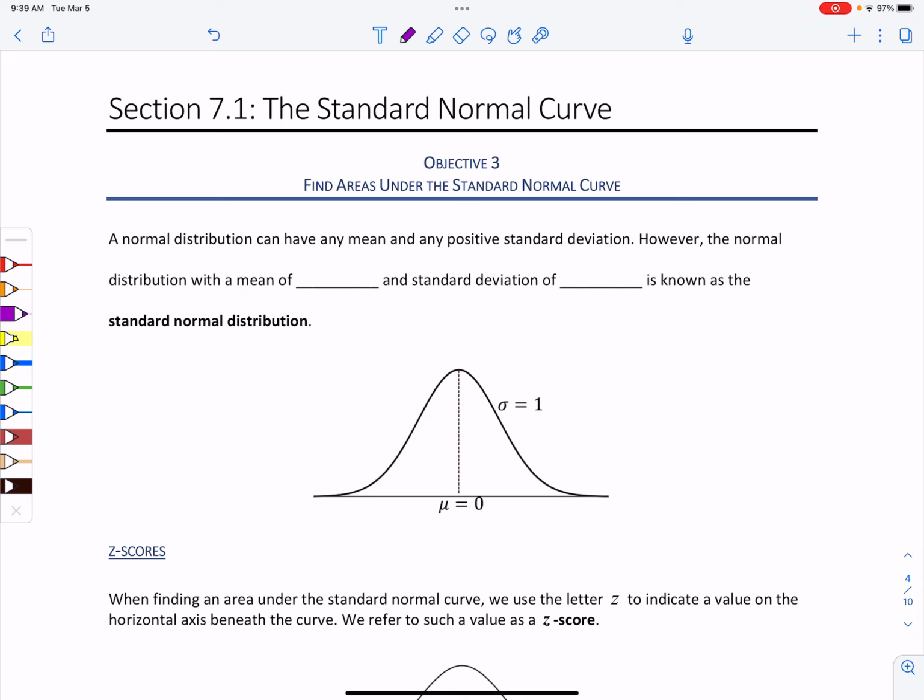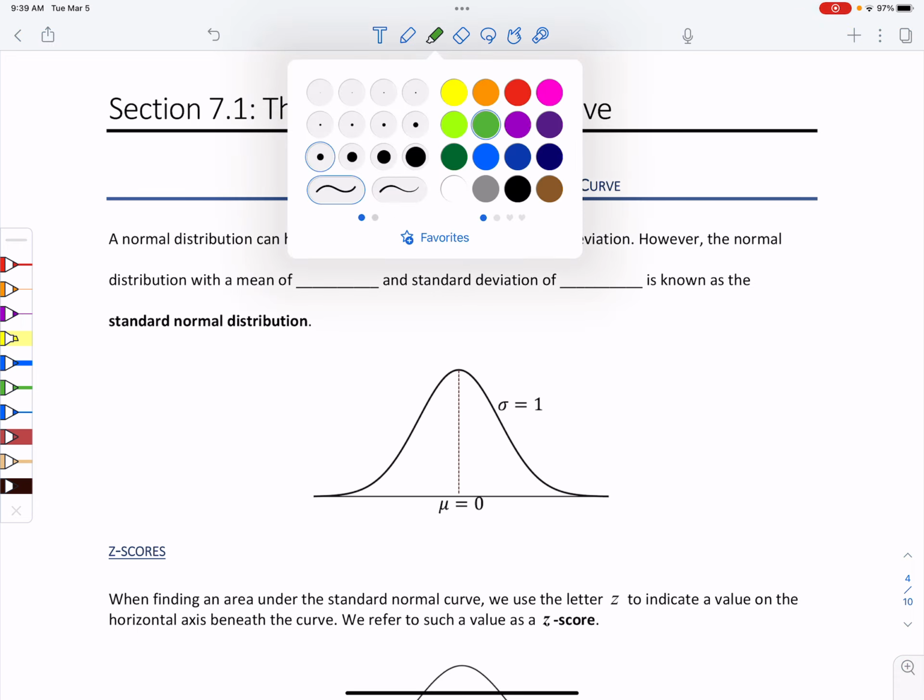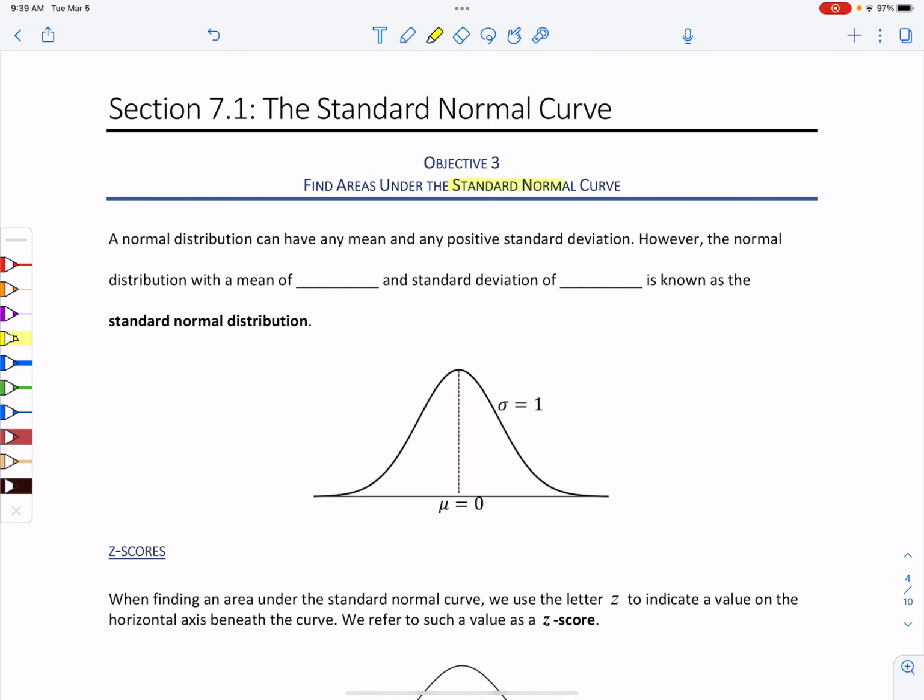Now, in order to learn how to do this for any normal curve, whatever the mean, whatever the standard deviation, we first have to learn how to do this for what we call the standard normal curve. All right, so I want you to note that what we're about to go through here applies specifically to a standard normal curve.